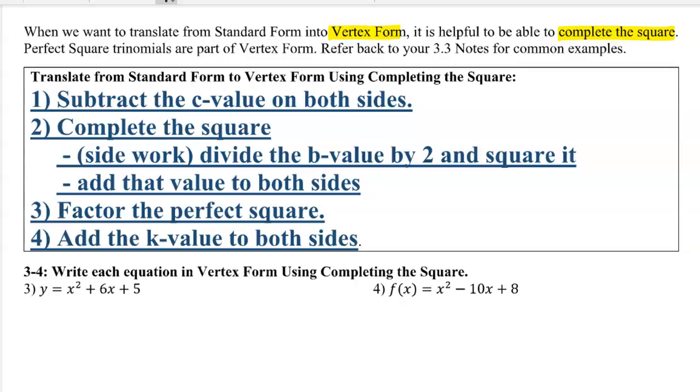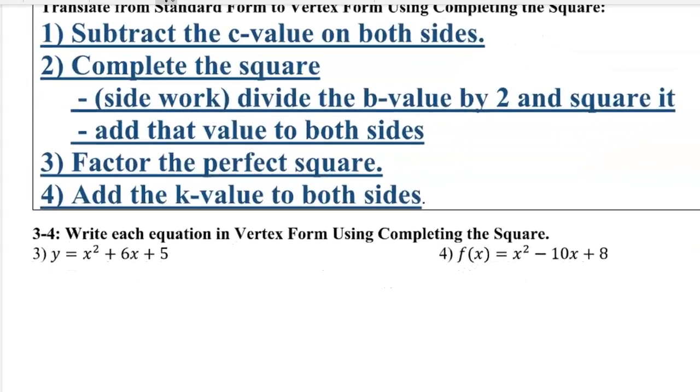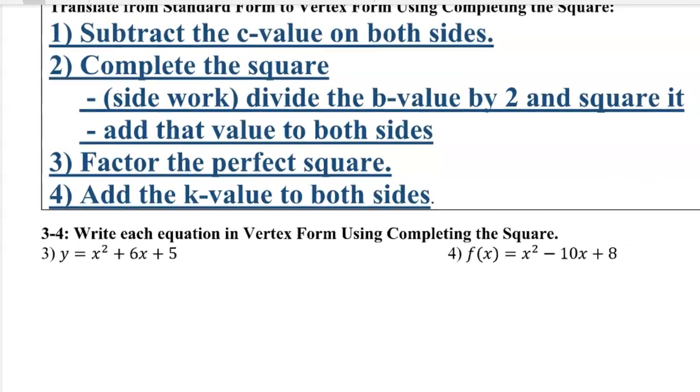Translate from standard form to vertex form using completing the square. Step number 1, subtract c value from both sides. Step number 2, complete the square by taking the b value and dividing it by 2, and then squaring it. And then after that, we want to add it to both sides so that way the equation will still be balanced.